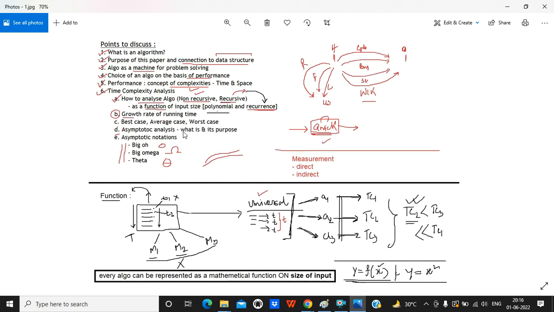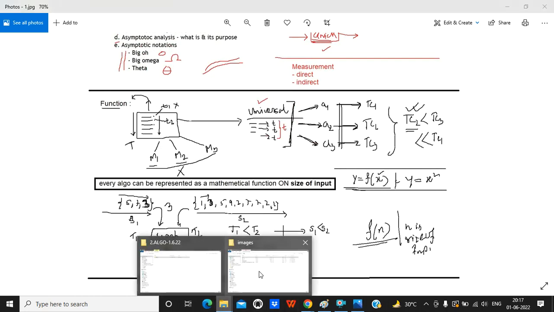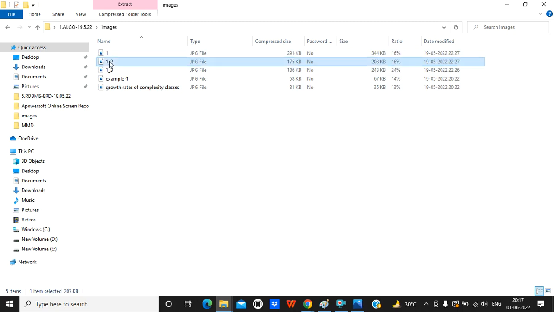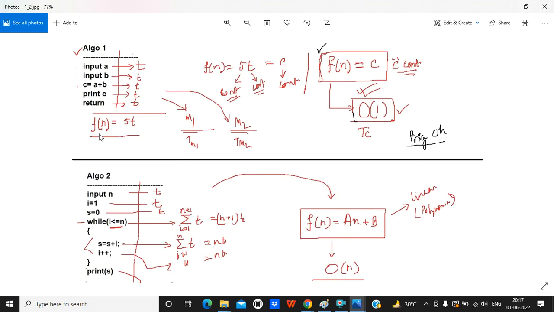In the last class, what we did, we actually identified different types of algorithms. After that, we try to convert. See, this is one kind of algo where you do not have any loop, any nested loop, any recursive function call. That type of function as algo can be represented as a mathematical function on the input size. Input size is basically your n. So this type of algo, this one, algo one.